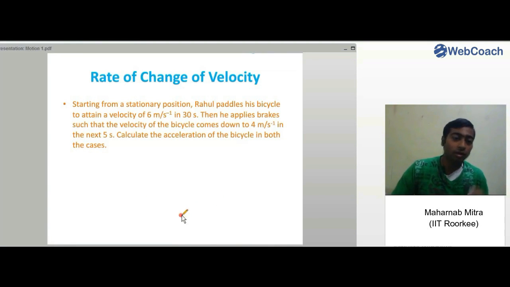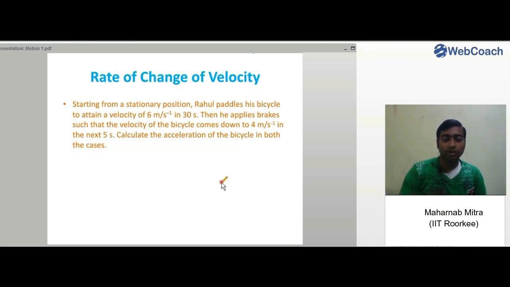So let's do one example to check whether we can solve the question using the formula or not. Starting from a stationary position, Rahul pedals his bicycle to attain a velocity of 6 meters per second in 30 seconds. He attains the velocity of 6 meters per second in 30 seconds.